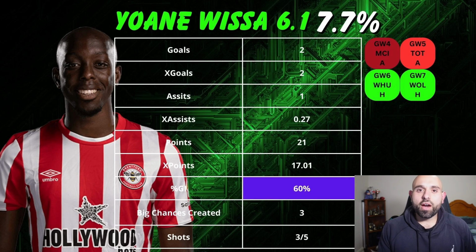Then I've gone with Johan Wissa. This could easily be Bryan Mbeumo. Again, they're very different. So I just wanted to provide a different striker option, mainly for people that already own João Pedro. Okay, you might have Erling Haaland, João Pedro, or you might have a Muniz like I do.